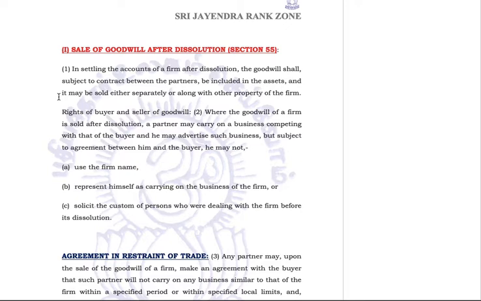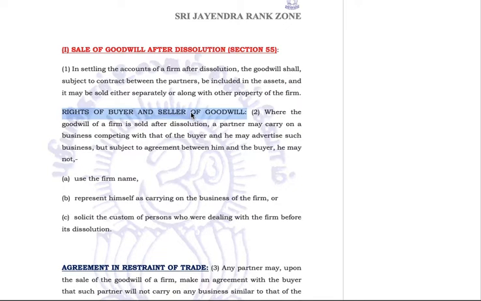So, in settling the accounts of a firm after dissolution, what will happen to the goodwill? Subject to the contract between the partners, it shall be included in the assets. Goodwill shall be treated as an asset and it may be sold either separately or along with the property of the firm. Okay. Rights of buyers and sellers of goodwill. What are the rights of buyers and sellers of goodwill? Someone who will buy goodwill from you.